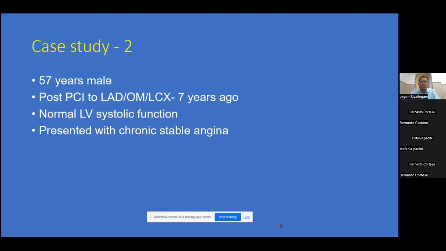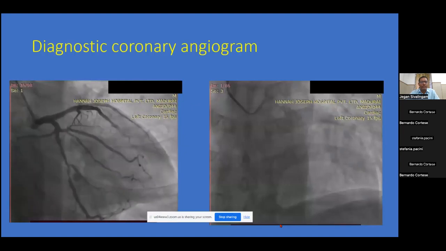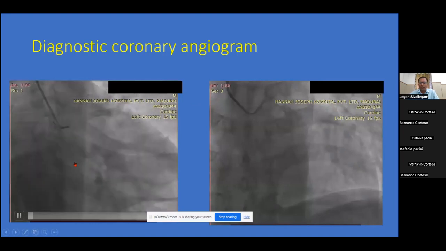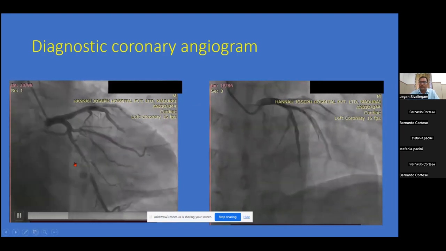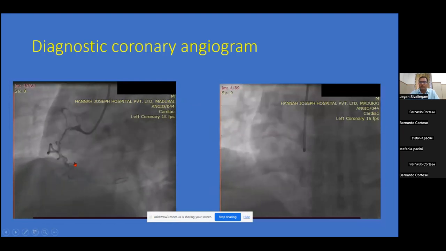So this is the second case. This is a 57-year-old gentleman. He had multivessel PCIs some 8 years ago, normal LV function, and he presented with chronic stable angina. So this was the diagnostic angiogram. Here we can see the patent stent in the LAD, and there was ISR in the LCx stent, and the RCA was a CTO.